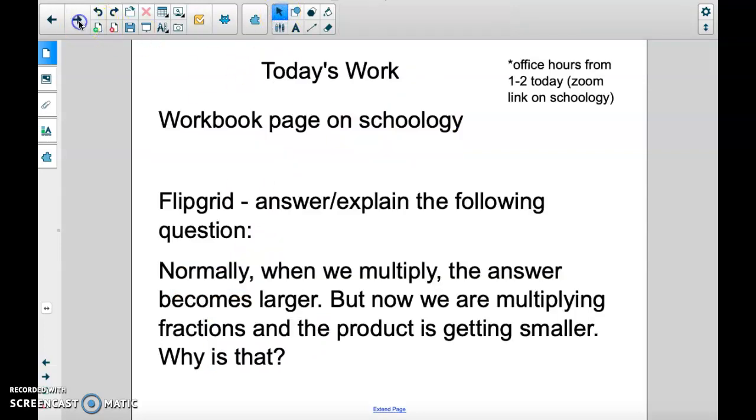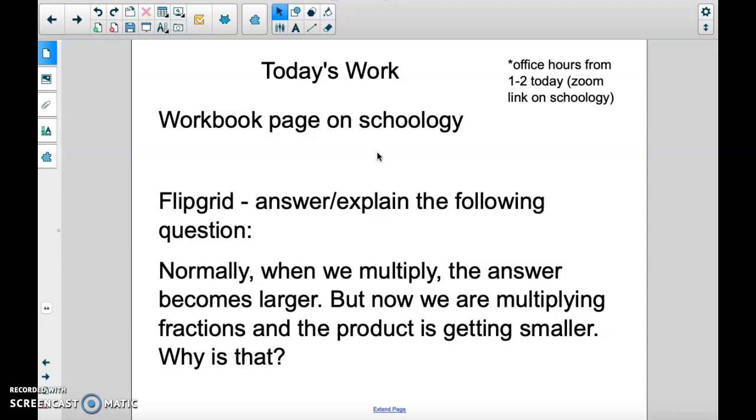All right. So your work today is you have a workbook page to do on Schoology. Okay. So just like we did last Tuesday, do the work. If you need to print it out, use Notability, just write it on paper, and then upload it into the assignment that'll be there for it.